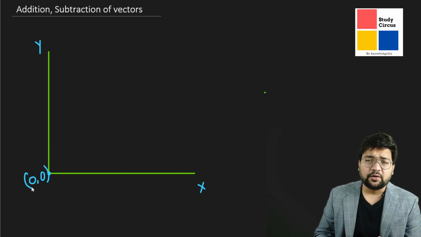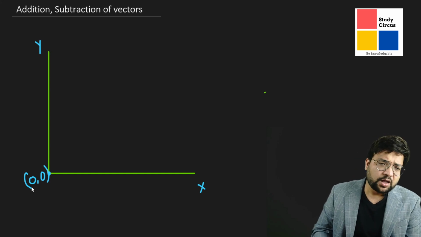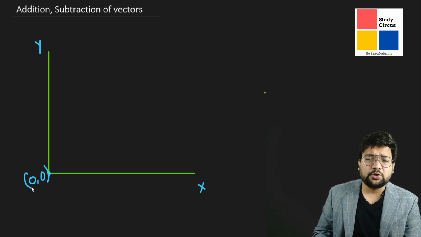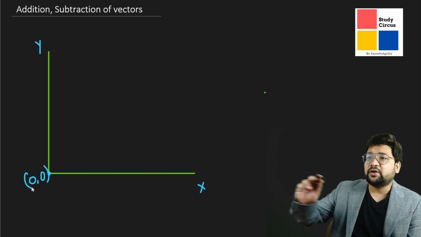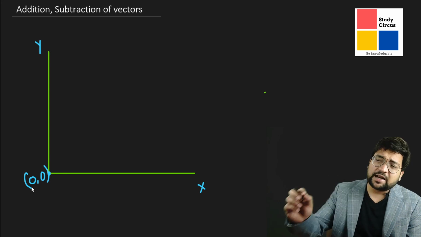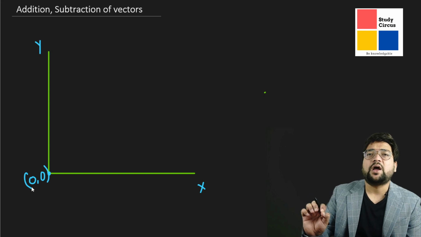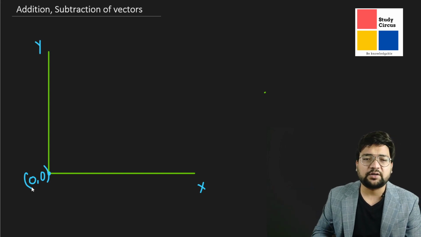We'll see about three dimensions later; we'll just extend this by one more dimension, that's all. So 0, 0 is the reference point. We have to have a reference point somewhere from where we can measure all the distances and directions, otherwise the space is infinite, right?